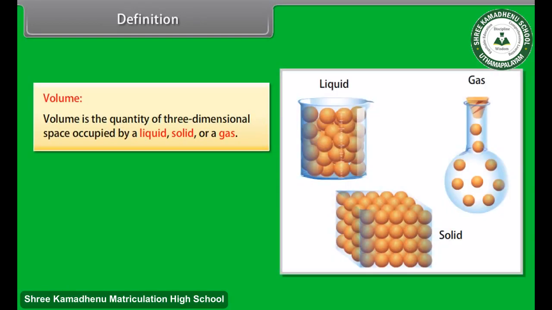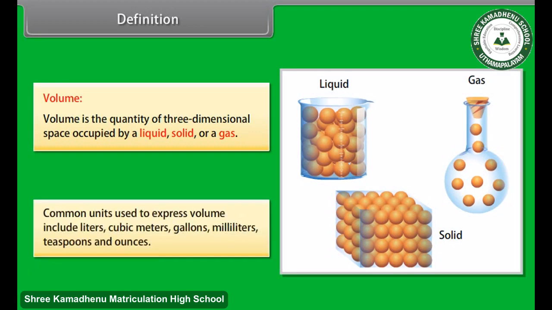Definition. Volume is the quantity of three-dimensional space occupied by a liquid, solid, or a gas. Common units used to express volume include liters, cubic meters, gallons, milliliters, teaspoons, and ounces.